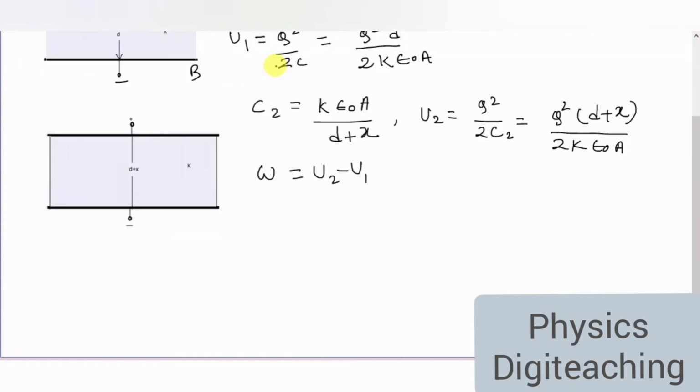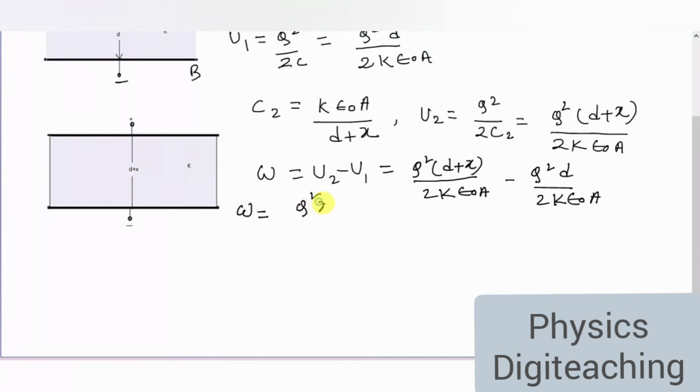Now we substitute the values of U2 and U1, and this is Q square D plus X divided by 2K epsilon naught A minus Q square D by 2K epsilon naught A. If we simplify, then we get W equals Q square X divided by 2K epsilon naught A. This is the work done to increase the distance of the two plates from D to D plus X.